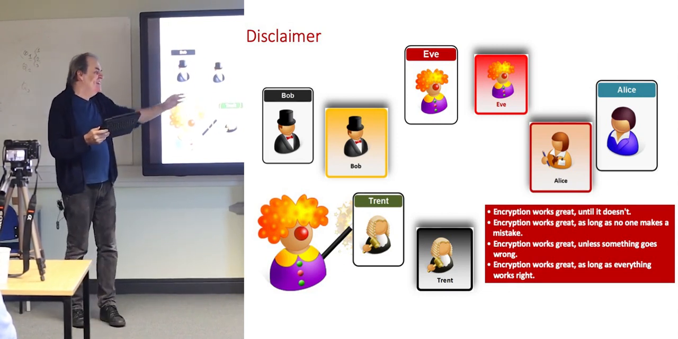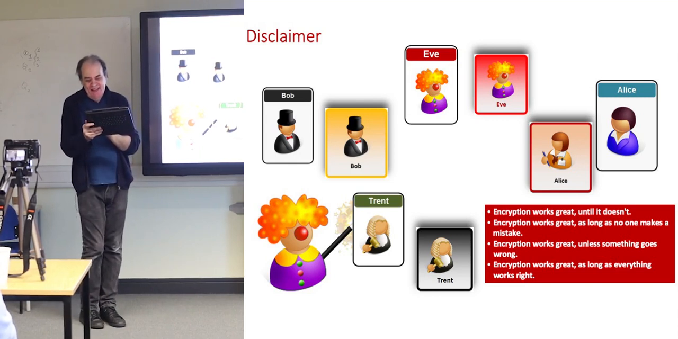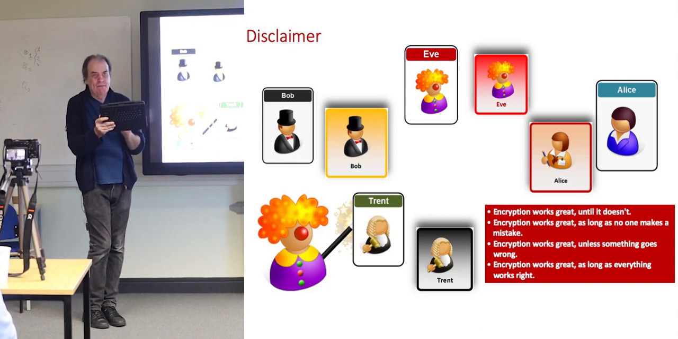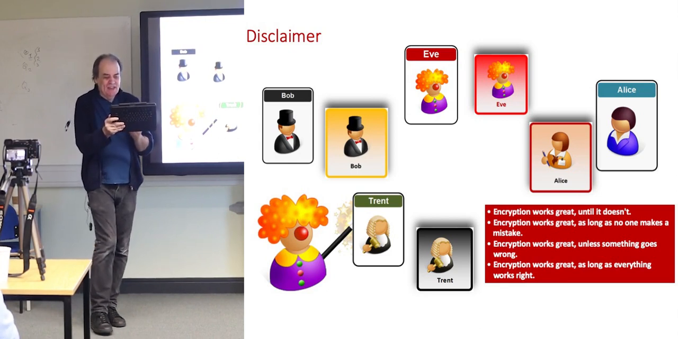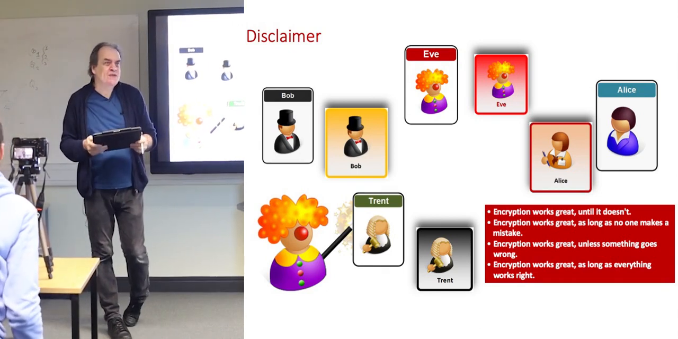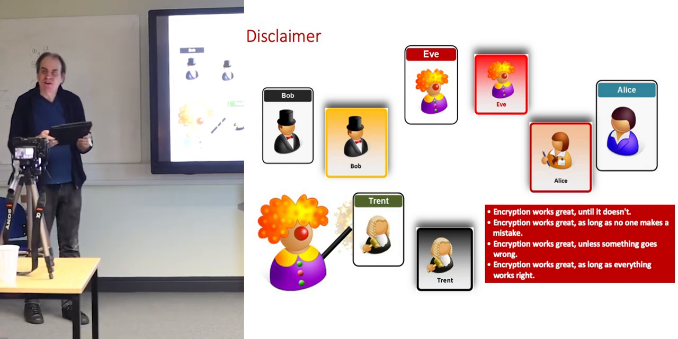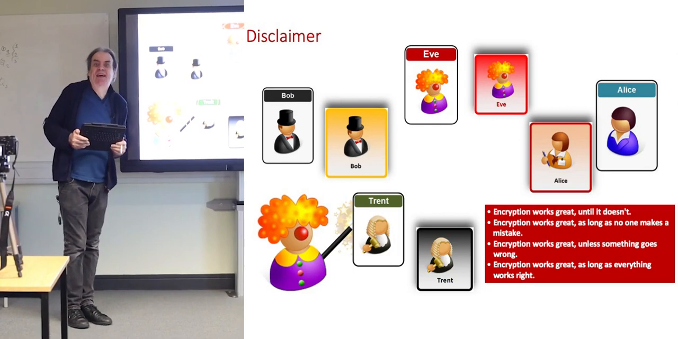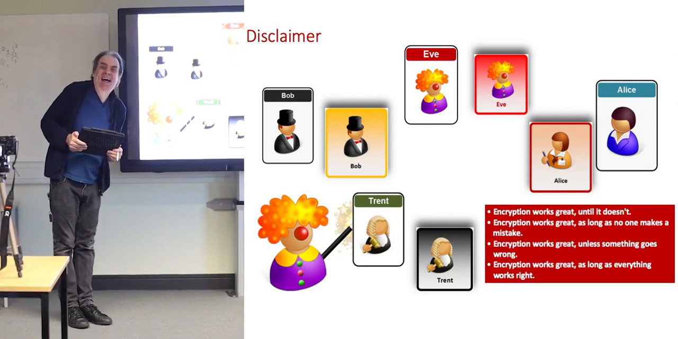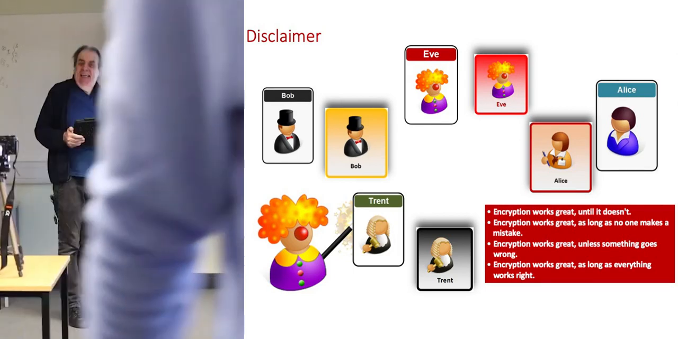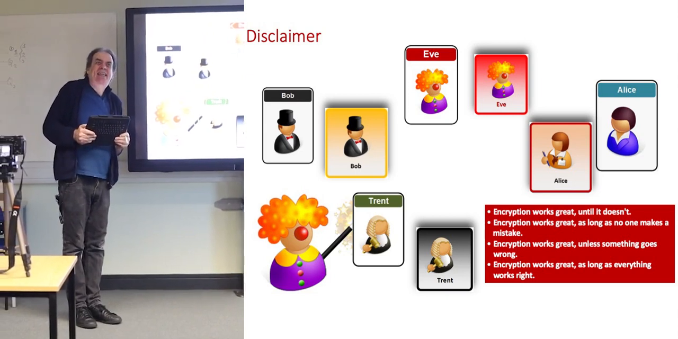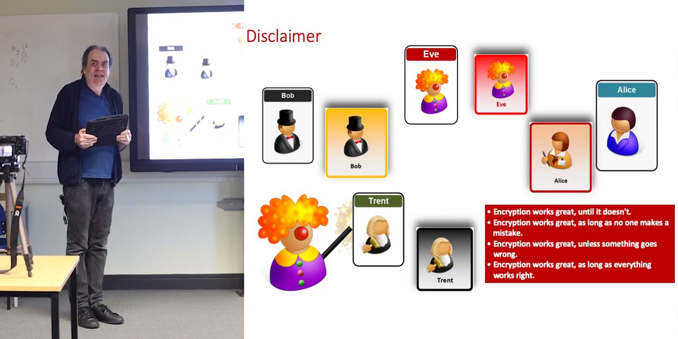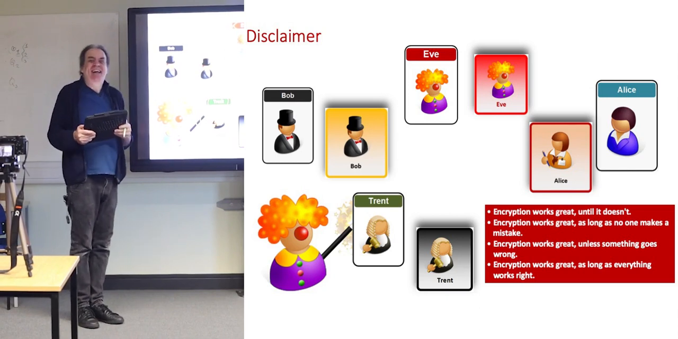So encryption works well until it doesn't. Encryption works great as long as no one makes a mistake. It works great unless something goes wrong, and it works great as long as everything works right. So you said elliptic curve is basically dead as soon as quantum computing gets its hands on it, right? Yeah. And blockchain is entirely based on elliptic curve encryption. Yeah. And all the banks are trying to move all the back office onto blockchain. Yeah. So it's a dead end.